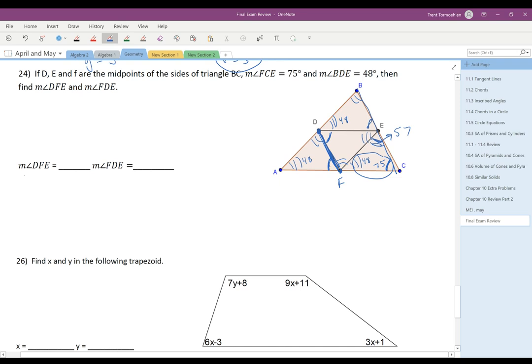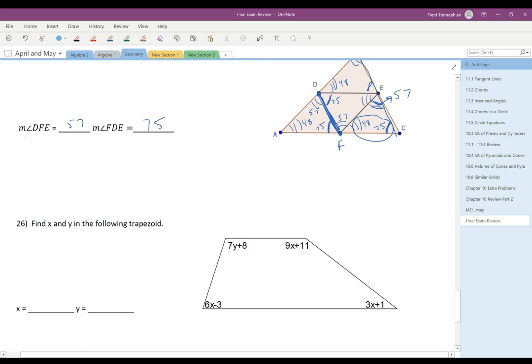We know that DFA is going to be 75, which means this one's going to be 57. And then you can just fill them in from there. We know this one would be 57. And so we're looking for FDE. And so that's going to be 75. And then DFE, which I just found, is 57 degrees.